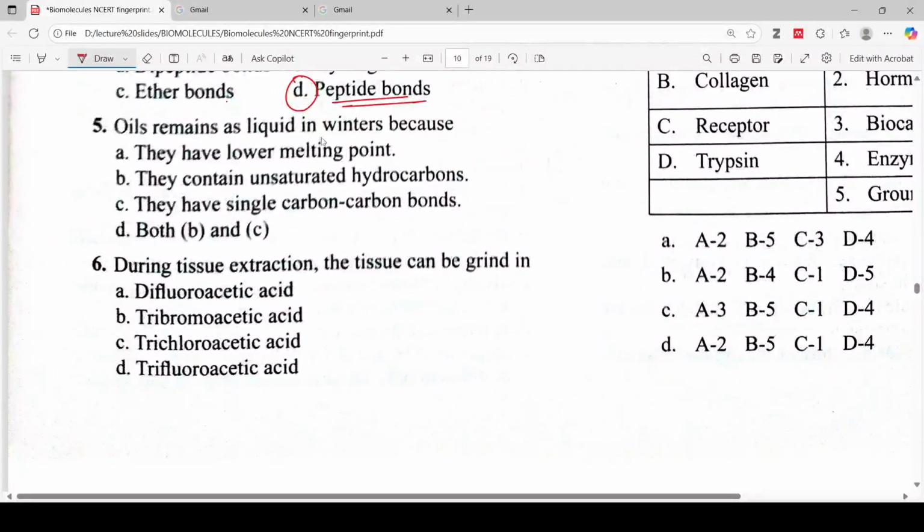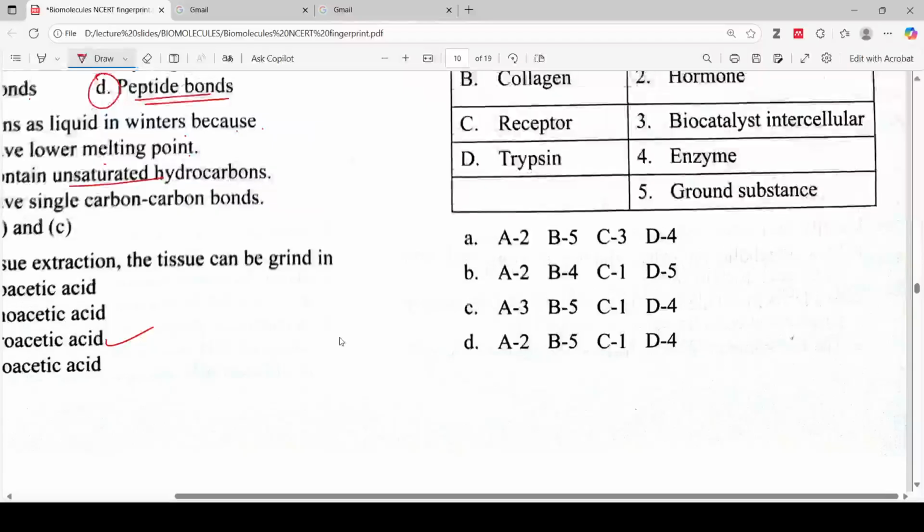Oil remains liquid in winter because they have lower melting points. They may contain unsaturated hydrocarbons. So the correct answer for this question is B. During tissue extraction, tissue can be ground in difluoroacetic acid, tribromoacetic acid, trichloroacetic acid, trifluoroacetic acid. So the correct answer for this question is option C. Let's move to the next question.